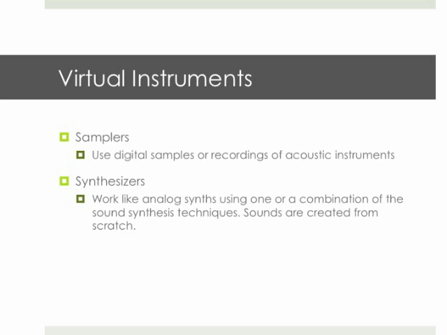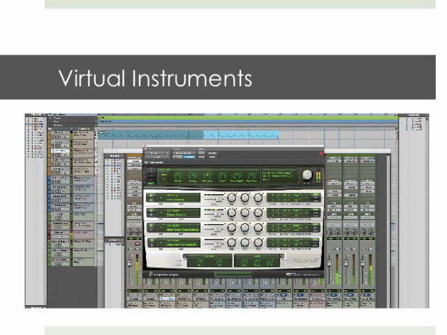The samplers use digital samples, or real recordings of the acoustic instruments, and when you have a MIDI note, you trigger one of those samples. The synthesizers are actually like the analog ones from the 60s and 70s, but they are of course digital, and we create sounds from scratch. We have oscillators and other devices and filters, and we create new sounds. So this is a screenshot of a virtual instrument called Expand 2 in a Pro Tools session. We're going to look into that pretty soon.